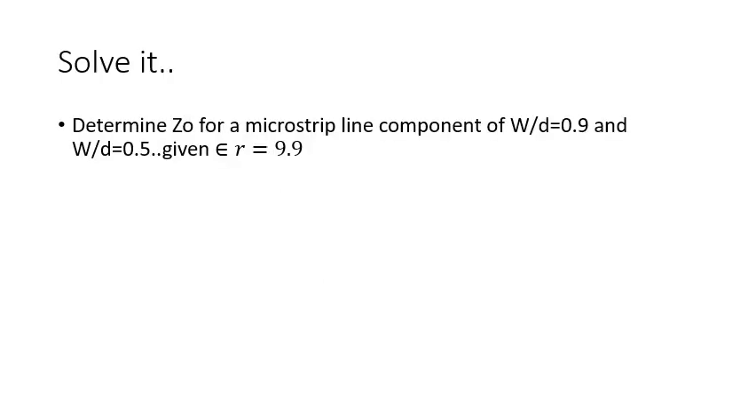I have given it as an assignment problem, and you will solve it and give me the answer in this lecture. Determine Z0 for a microstrip line component where W by D is 0.9 and W by D is 0.5, epsilon r is given to you. I want you all to find Z0 and let me know the answers.